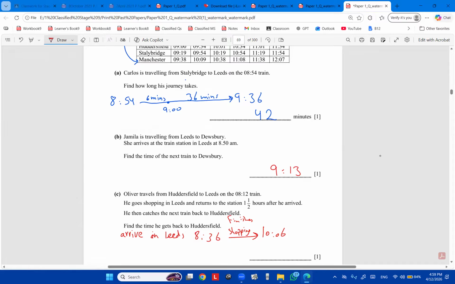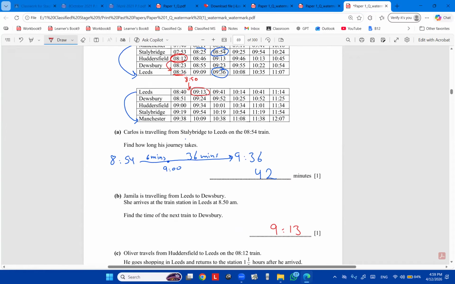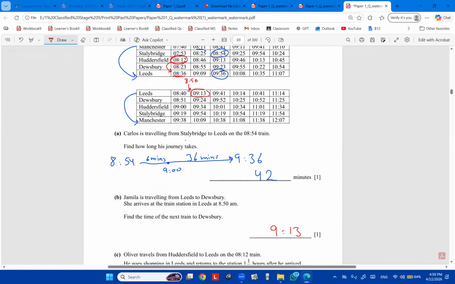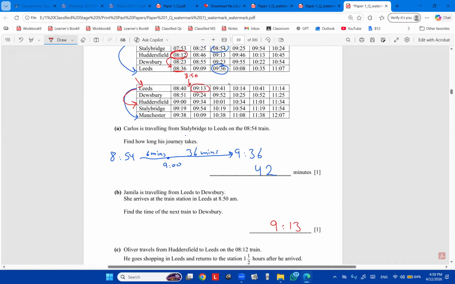So they're saying to you here, he then catches the next train back to Huddersfield. Find the time he gets back to Huddersfield. So when is the next train that he's going to take, and what time is he going to return to Huddersfield? So he goes back to the train station in Leeds at 10:06. So now we're going to take the other train from here, from Leeds. He comes back here at the station, 10:06. To go back to Huddersfield, then he's going to arrive at 10:34, right?